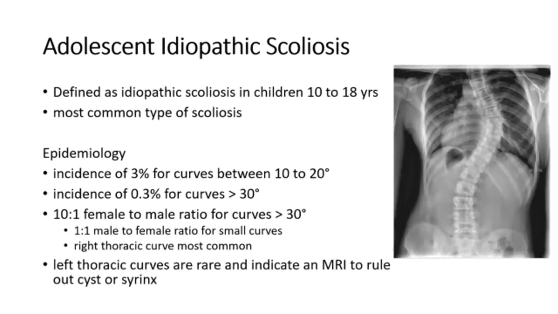For the curves more than 30, females to male ratio is 10 to 1. But it's 1-to-1 male to female ratio for small curves. So females are taking the whole burden of the severe kind of disease. And the right thoracic curve is the most common.